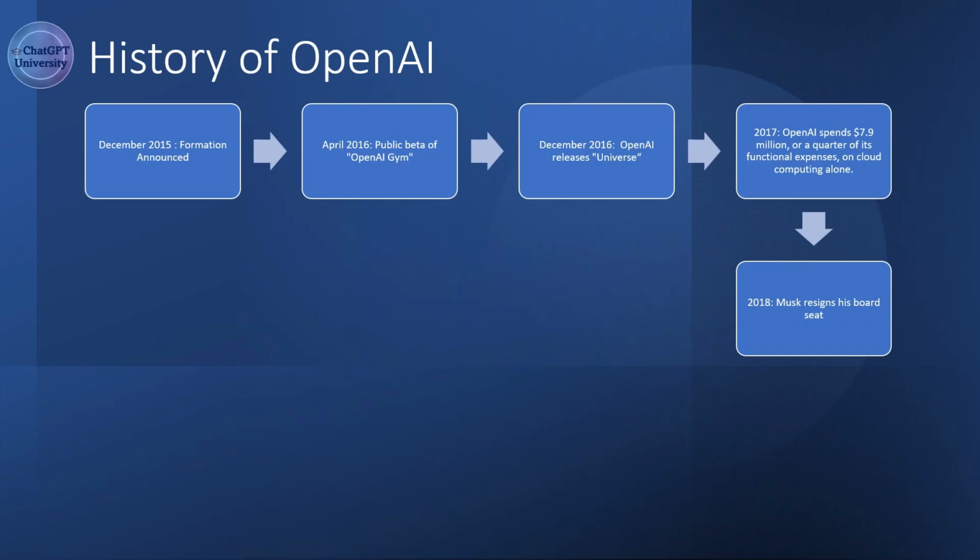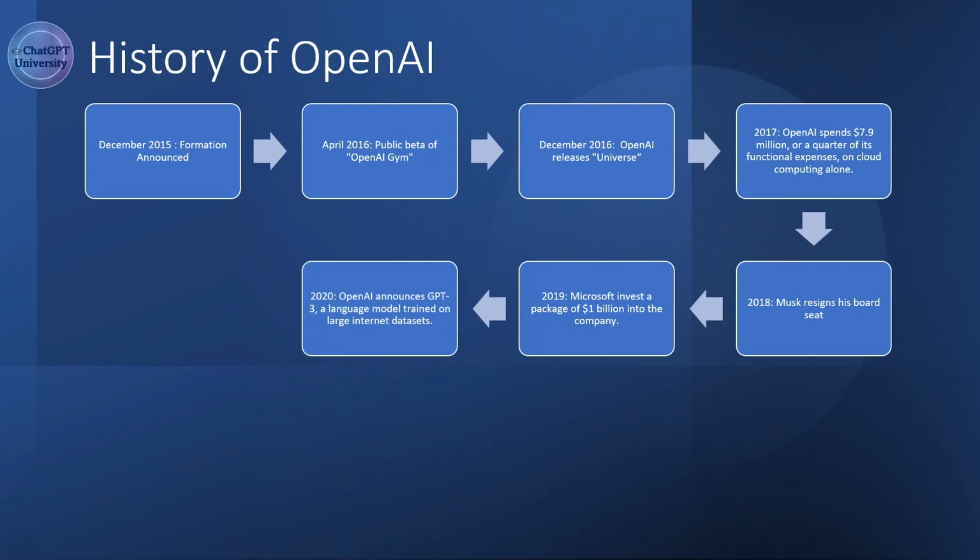Come 2018, Elon Musk resigns his board seat, citing a potential future conflict of interest with his role as CEO of Tesla due to Tesla's AI development for self-driving cars, but remains a donor. OpenAI transitioned from non-profit to capped for profit. 2019, OpenAI distributed equity to its employees and partnered with Microsoft, announcing an investment package of 1 billion into the company.